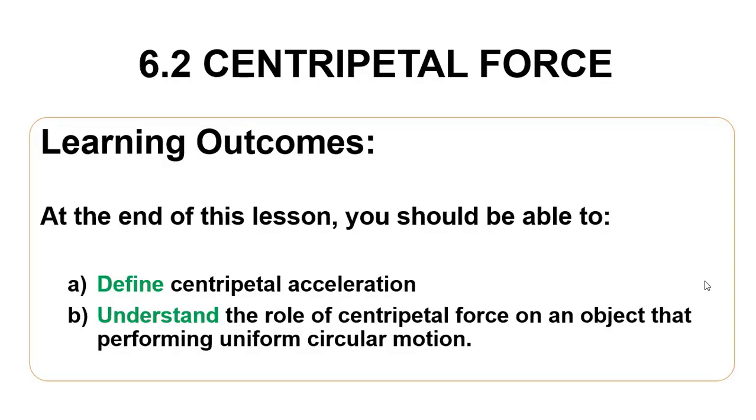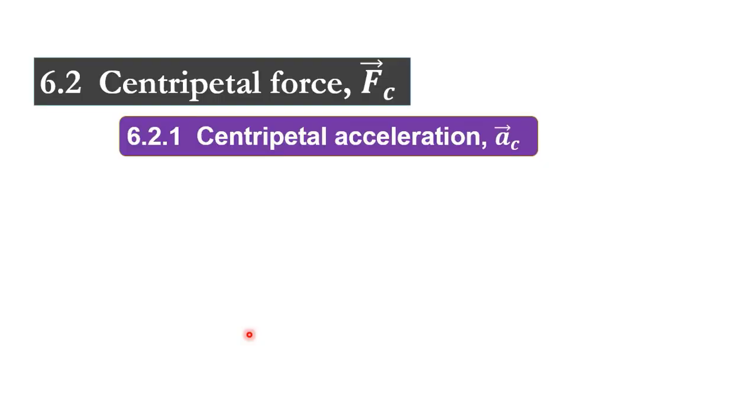In subtopic 6.2, we will learn about centripetal force. Through this lesson, you should be able to define centripetal acceleration and understand the role of centripetal force on an object performing uniform circular motion. In uniform circular motion, the direction of the velocity changes constantly. So there is always an associated acceleration even though the speed might be constant.